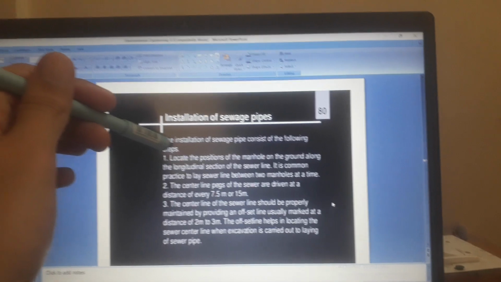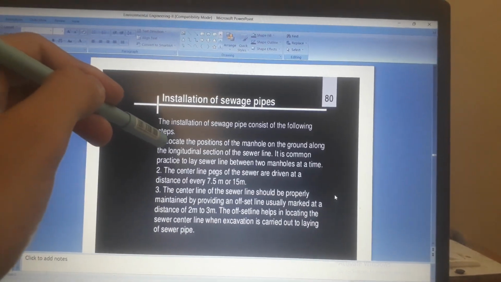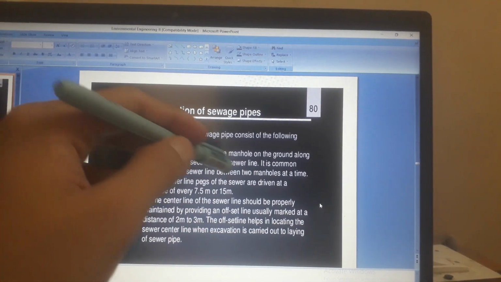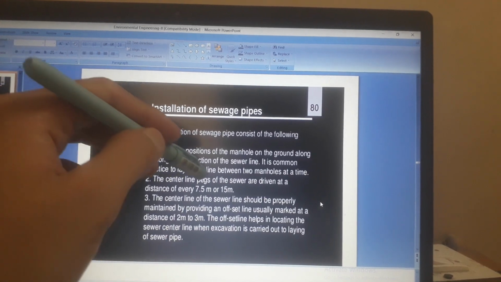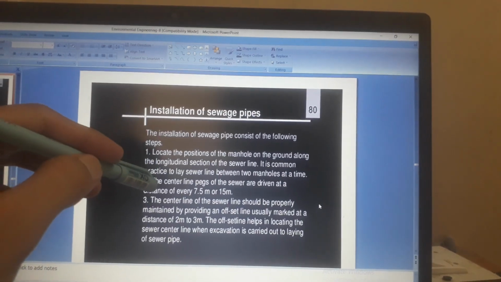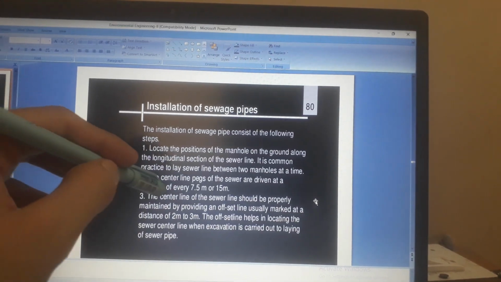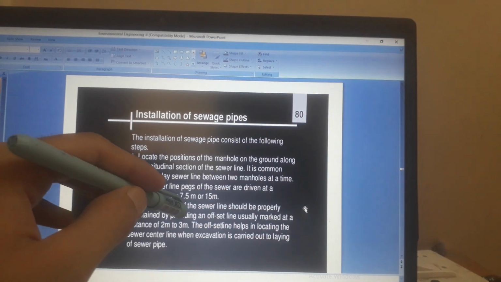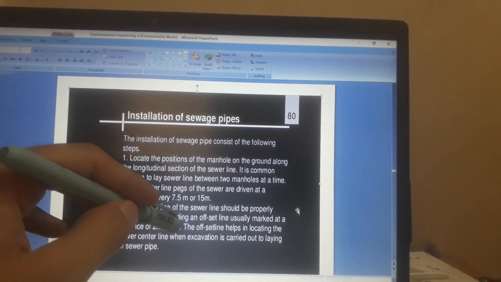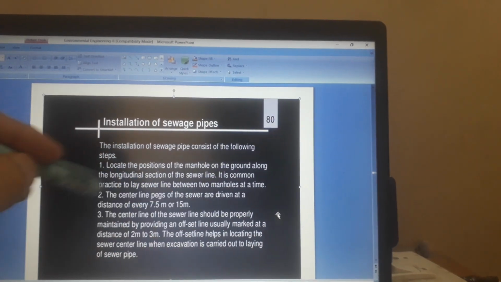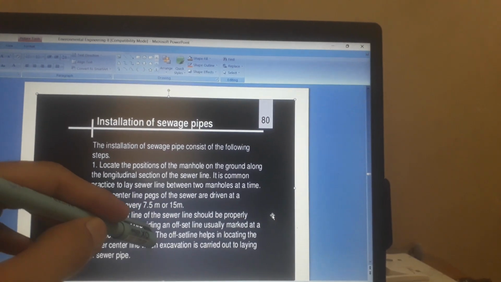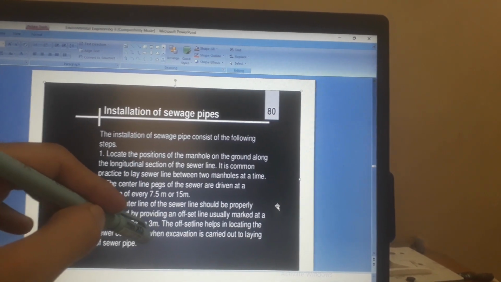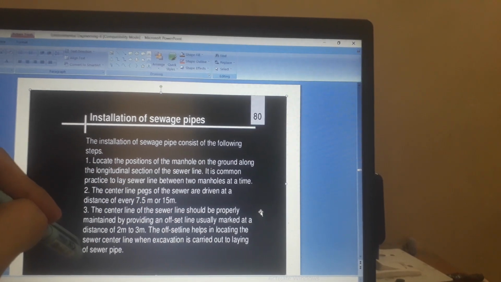Installation of sewage pipes. The installation of sewage pipes consists of the following steps. First, locate the position of the manhole on the ground along the longitudinal section of the sewer line. It is common practice to lay sewer line between two manholes at a time. Second, the center line pegs of the sewers are driven at a distance of every 7.5 meter or 15 meter. Third, the center line of the sewer line should be properly maintained by providing an offset line, usually marked at a distance of 2 meter to 3 meter. The offset line helps in locating the sewer center line when excavation is carried out for laying of sewer pipe.